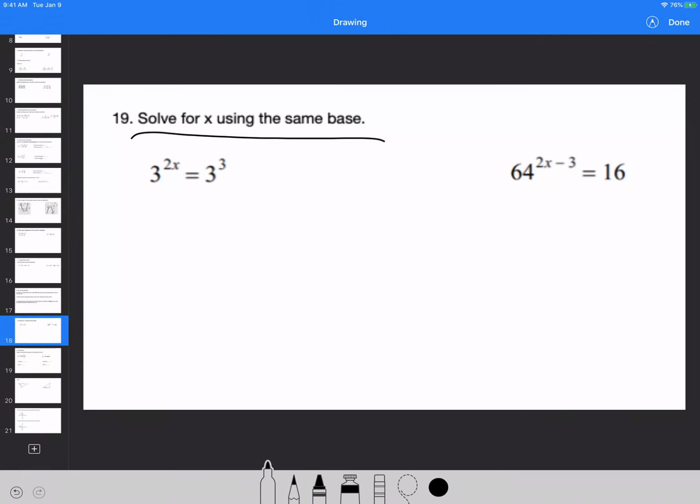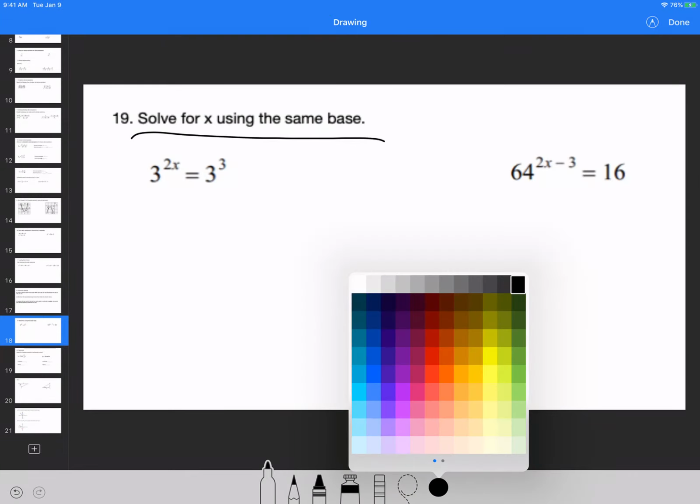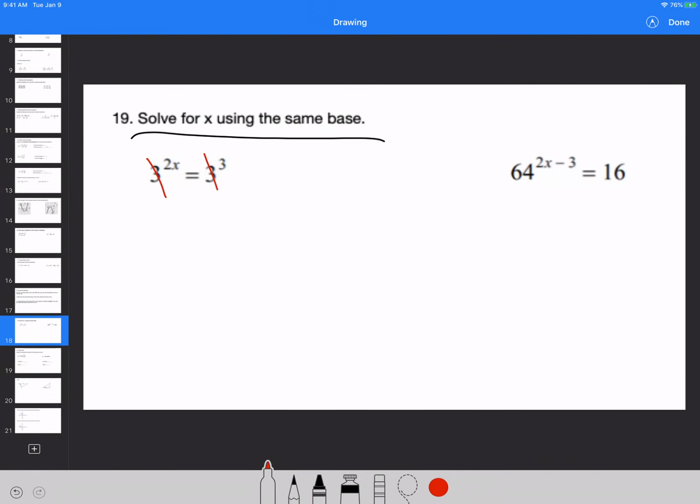Next, solve for x by using the same base. This should be simple enough. The base 3 is the same, so the exponent should be the same. X should be 3 over 2 or 1.5.